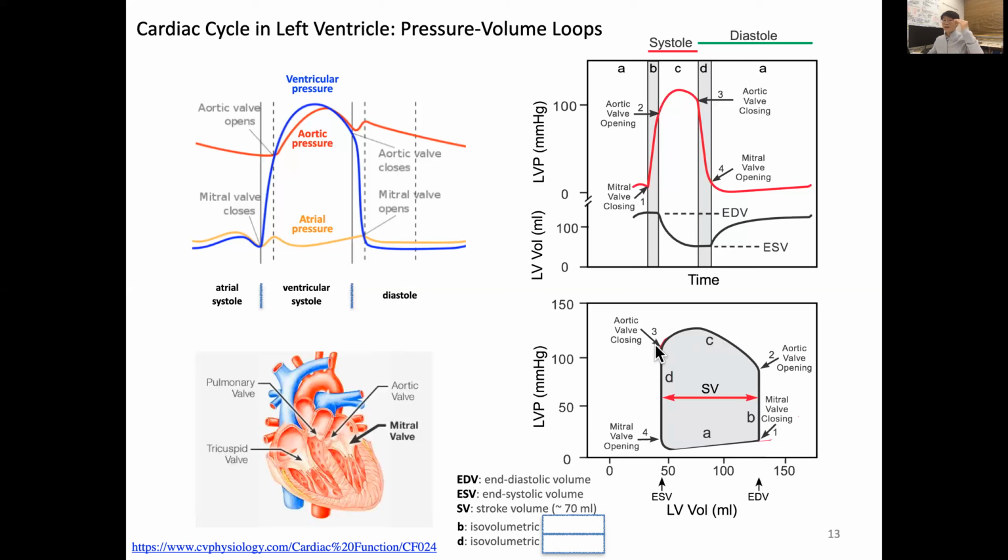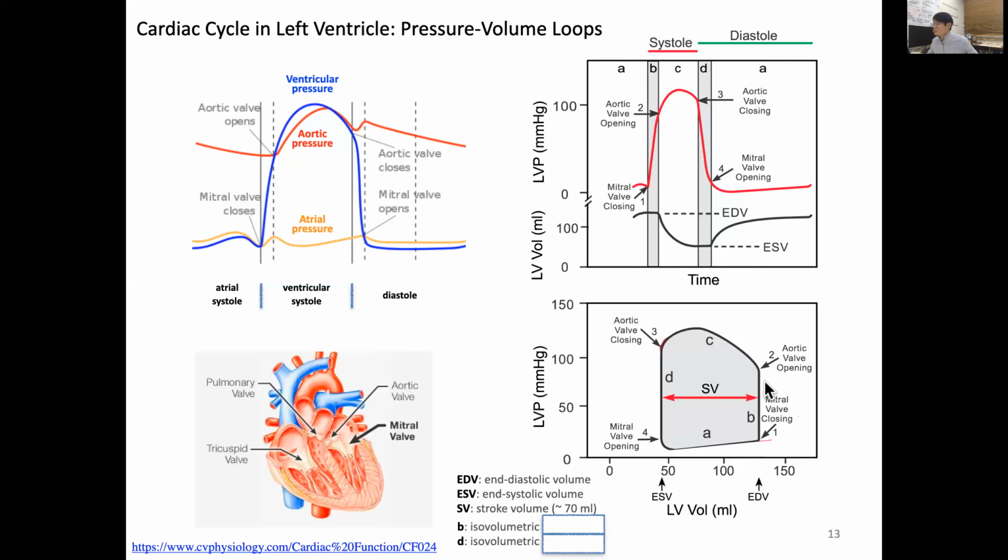Now both valves are closed down, so it's the phase for the left ventricle to relax while it's a closed system. So the volume doesn't change while the pressure starts to decrease until the mitral valve opens. And then the mitral valve opens as the blood starts coming in from the left atrium. So the volume will increase.